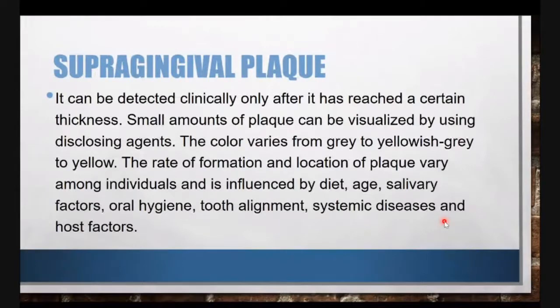Supragingival plaque, as we said, can be detected only after it has reached a certain thickness. A small amount of plaque can be visualized by using the disclosing agent, the material we talked about, which stains the plaque area with colors the patient can distinguish. The color varies from gray to yellowish gray to yellow. The rate of formation and location of plaque vary among individuals and are influenced by diet, age, salivary factors, oral hygiene, tooth alignment, systemic disease, and host factors.